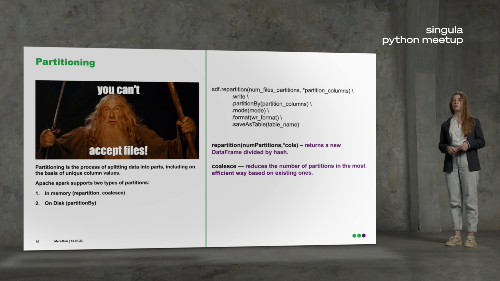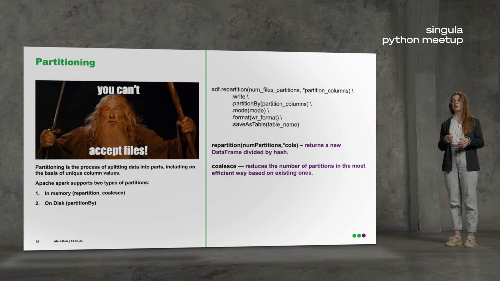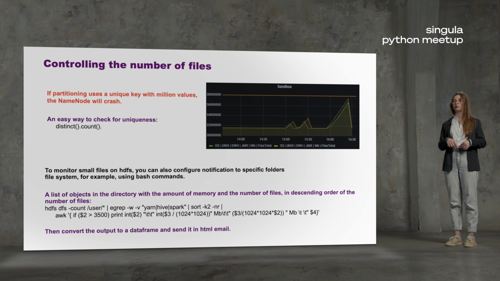The difference between coalesce and repartition is that coalesce can only reduce the number of partitions, since coalesce redistributes existing data partitioning, and the repartition completely mixes them up and can increase or decrease the number of partitions. Before saving, you need to check the number of unique values in the partitioning column. If partitioning uses a unique key with 1,000,000 values, the name node will crash. A simple way to check uniqueness by a column is distinct count.